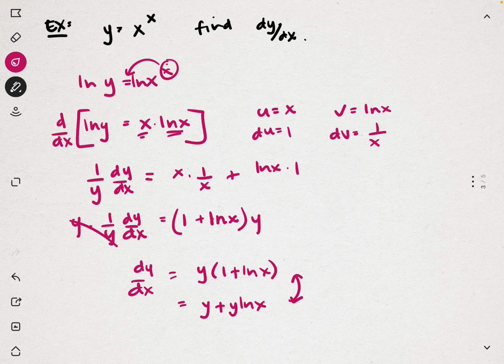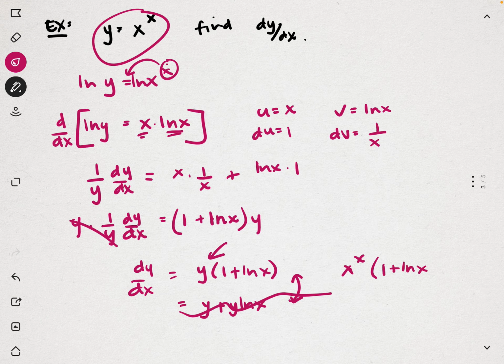Oh, sorry. Forgot to plug in here. We know what y is equal to. y is equal to x to the x. So let's go ahead and substitute for this y. In place of this y, we're going to say that y is the same thing as x to the x, and then 1 plus ln x. So we have it all in terms of x. That comes out nicely.